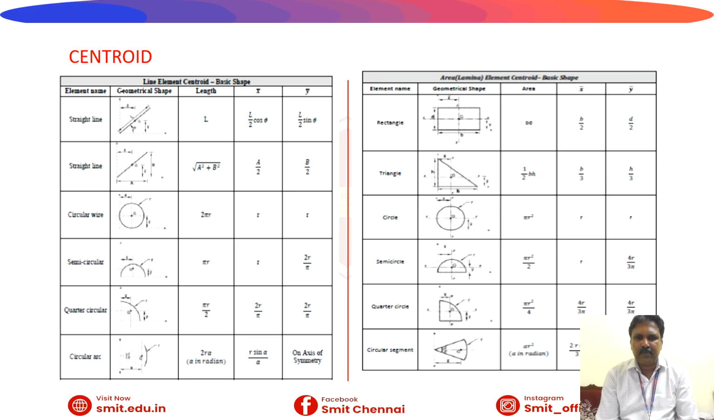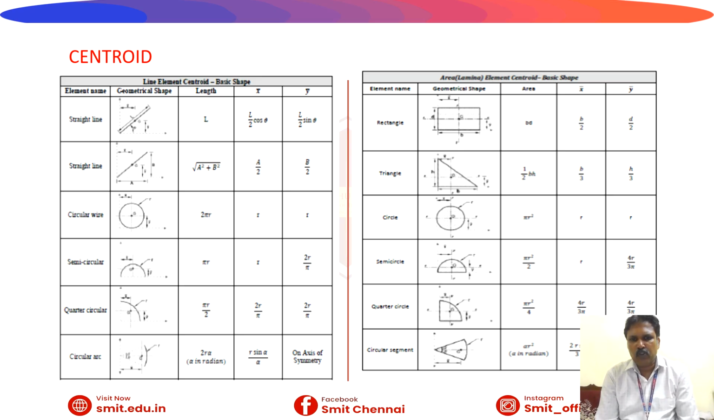First is the straight line, whose length is L. Then x bar, y bar is nothing but L by 2 cos theta, L by 2 sin theta. Then a straight line with length root of a square plus b square, then we can write a by 2 and b by 2. The centroid will act like that.